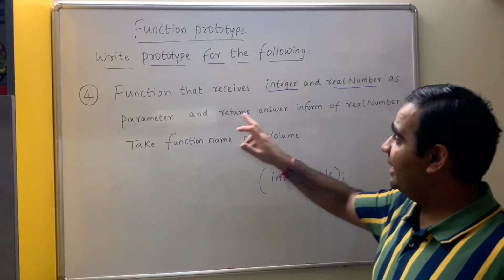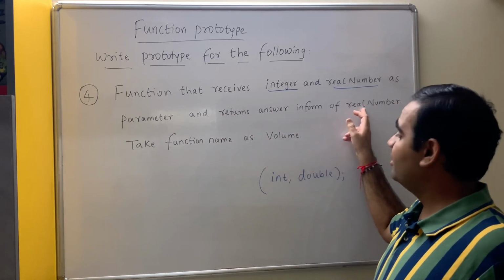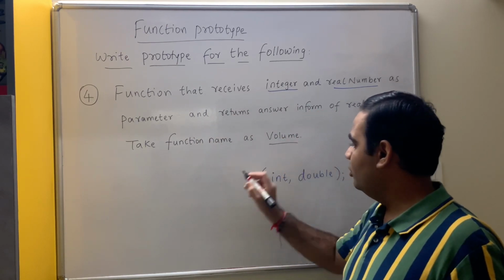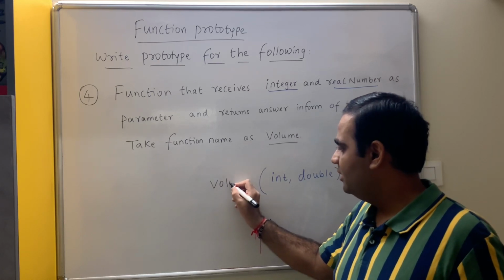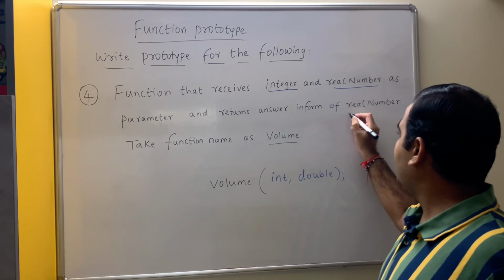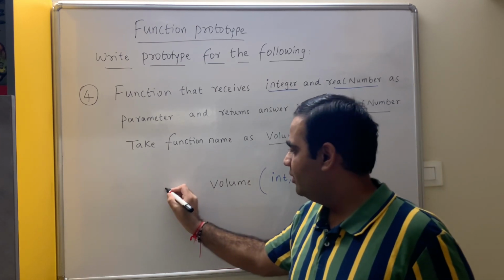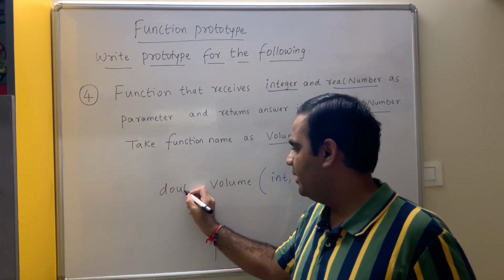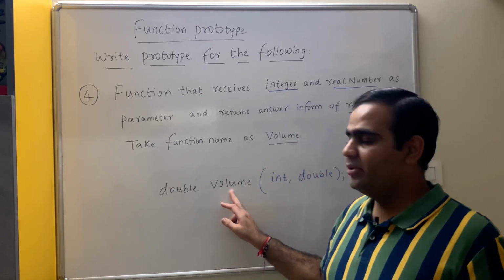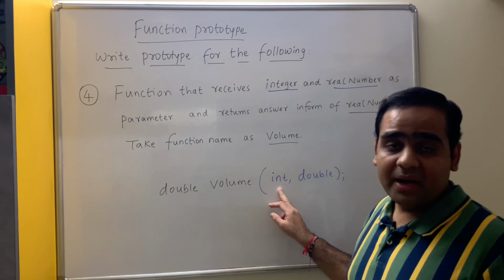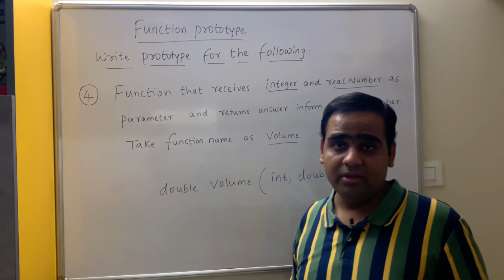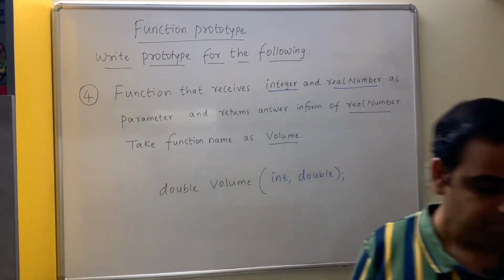The next thing is, it returns the answer in the form of a real number. Take the function name as volume. Therefore, we write the function name as volume. And what should be the return type? It is in the form of a real number, and real number is represented as double. Therefore, we write volume is a function which takes the first parameter as integer, second as double number, and it returns the answer in the form of double number.